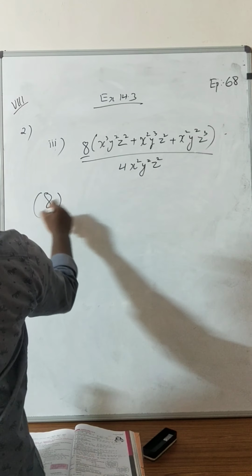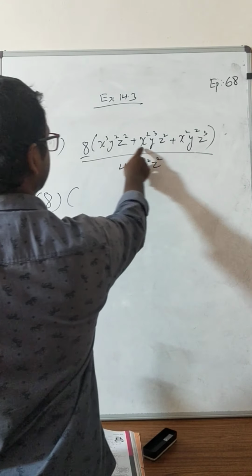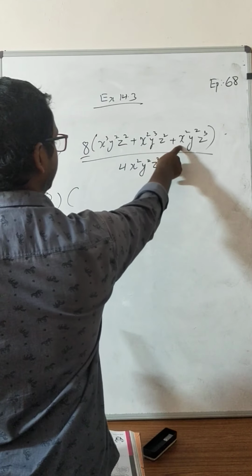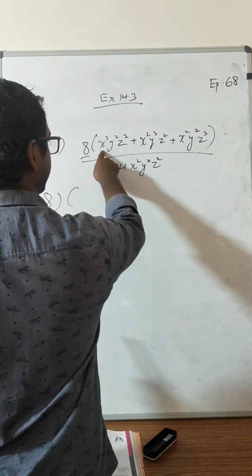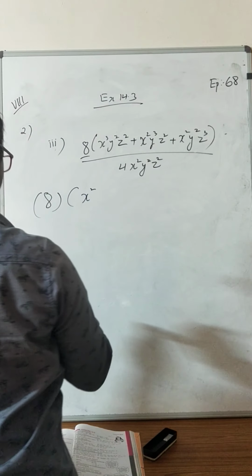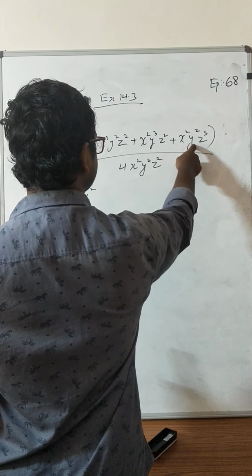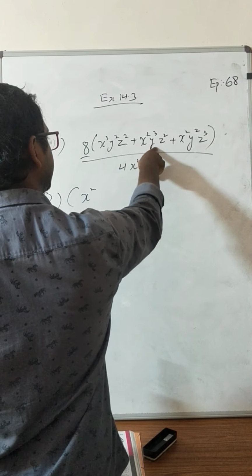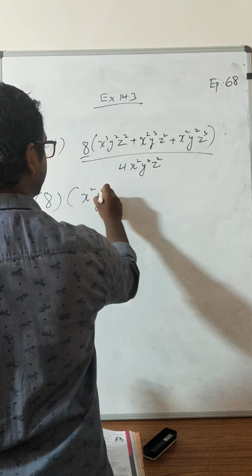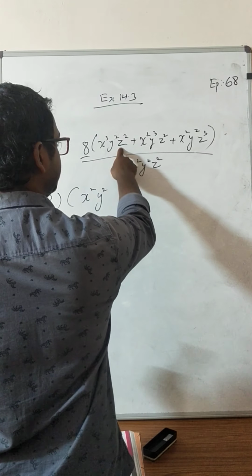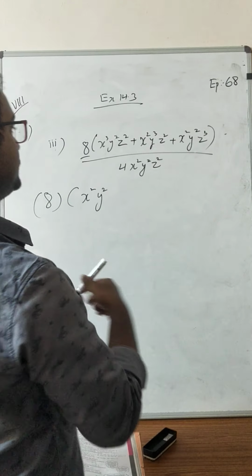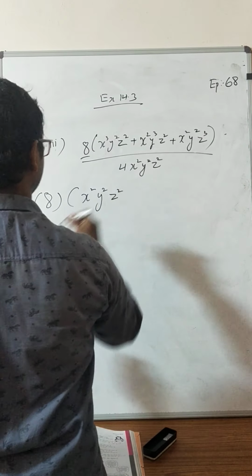Now what can I take out of these three terms? See, x power 2 is here, x power 2 is here, and here also, so I can take x power 2 as common. Here y power 2 is there, here y power 2 is there, here also y power 2 is there, and one extra y is there. So I can take y power 2 as common. Here z power 2 is there, here z power 2 is there, here z cube is there, which is one more power. So I can take z power 2 as common.